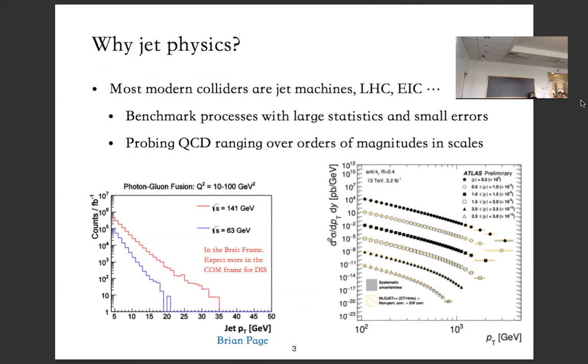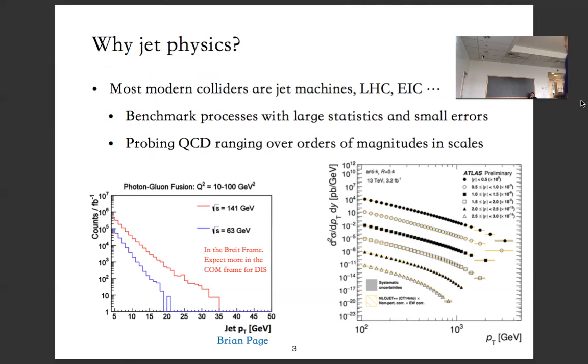Okay, so why jet physics? We're interested in jet physics these days because most of the modern colliders are jet machines. We have tons of jets at the LHC, for instance, and they are benchmark processes. Typically the very first thing when you start to run the machine is to measure the dijet events to see how well the machine behaves. So at modern colliders, we usually have large statistics of jet events, and we have better control of the experimental systematic errors.